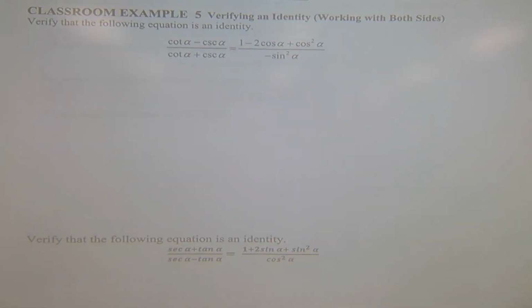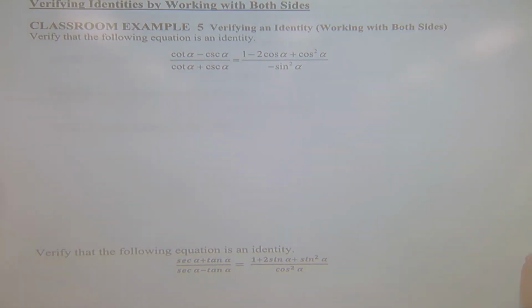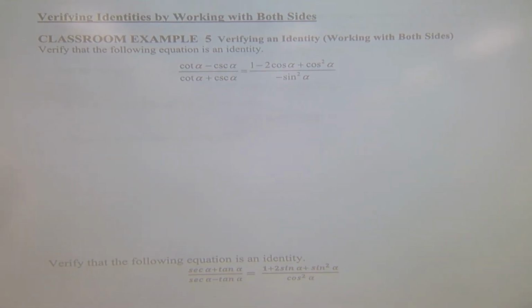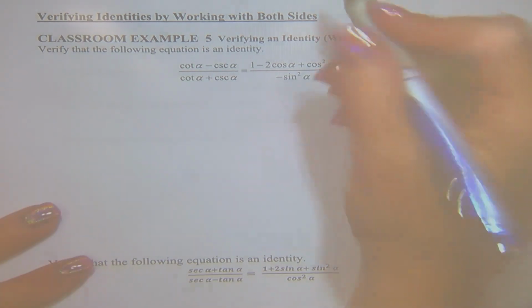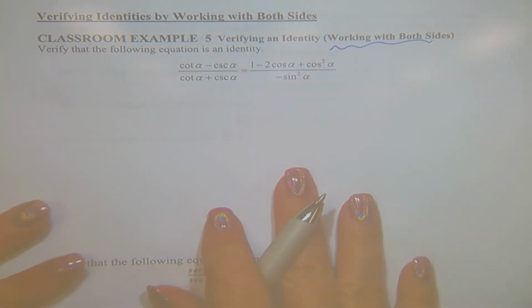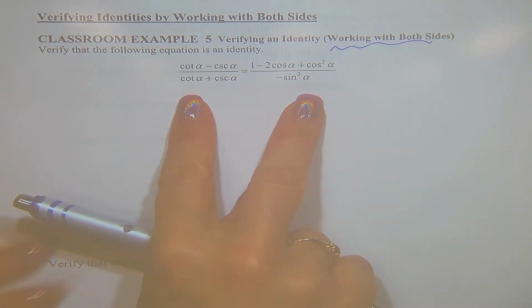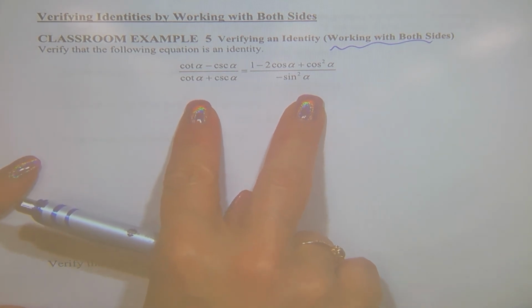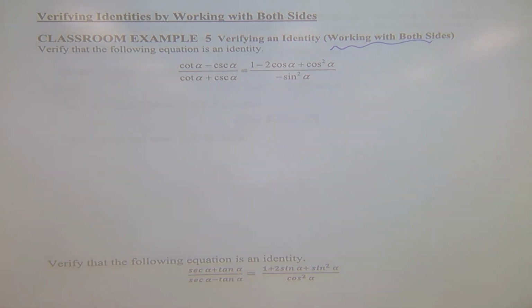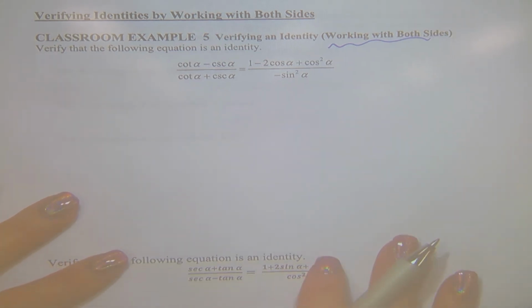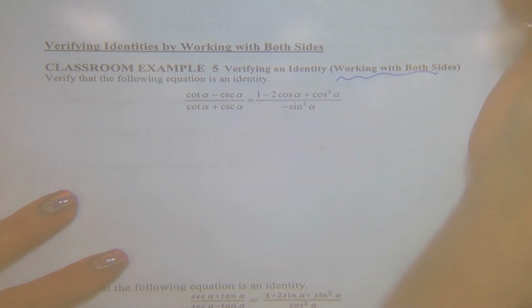Okay, example 5. Now, notice that our attack method has changed. We're going to work both sides. These sides are both extremely complex. It's really hard sometimes, well, beyond our capabilities right now with what we know, to get from one side to the other without just so many steps. So I'm going to work both sides.